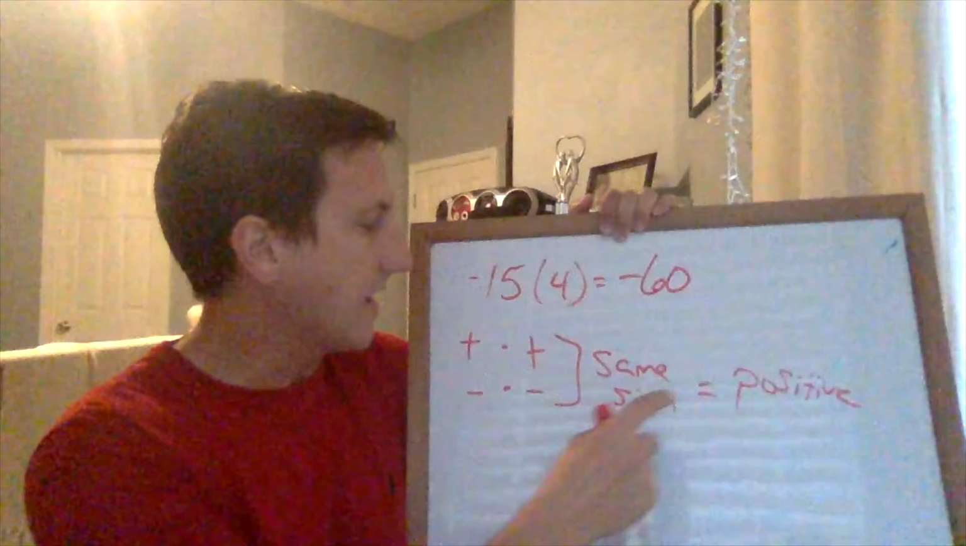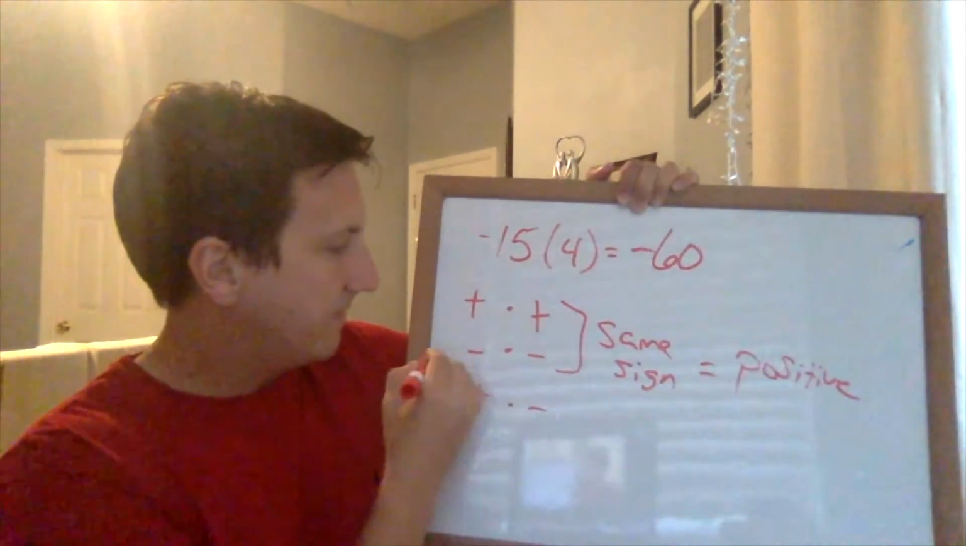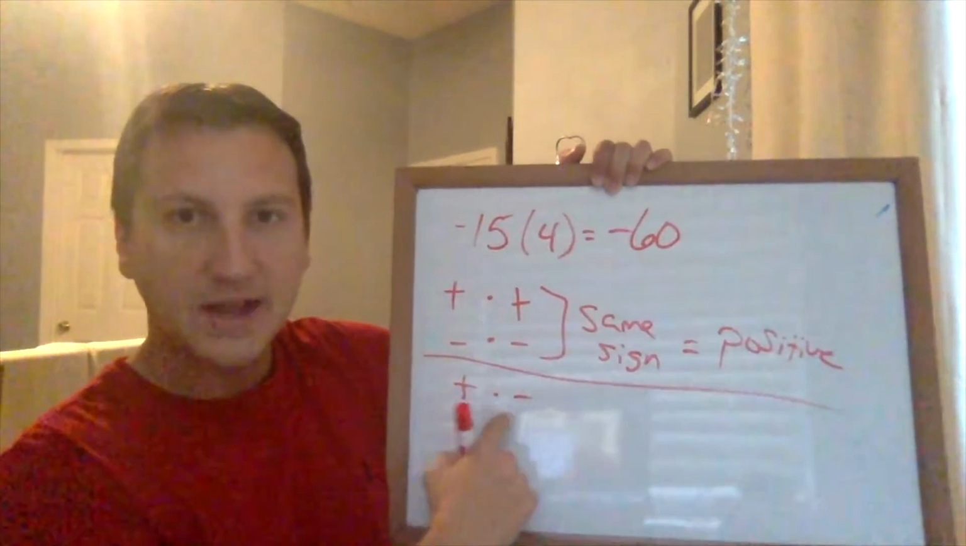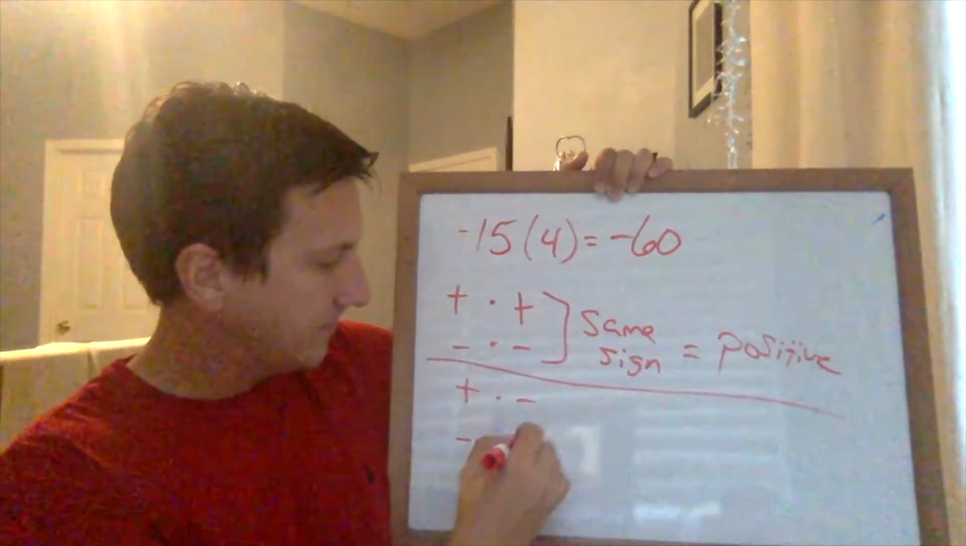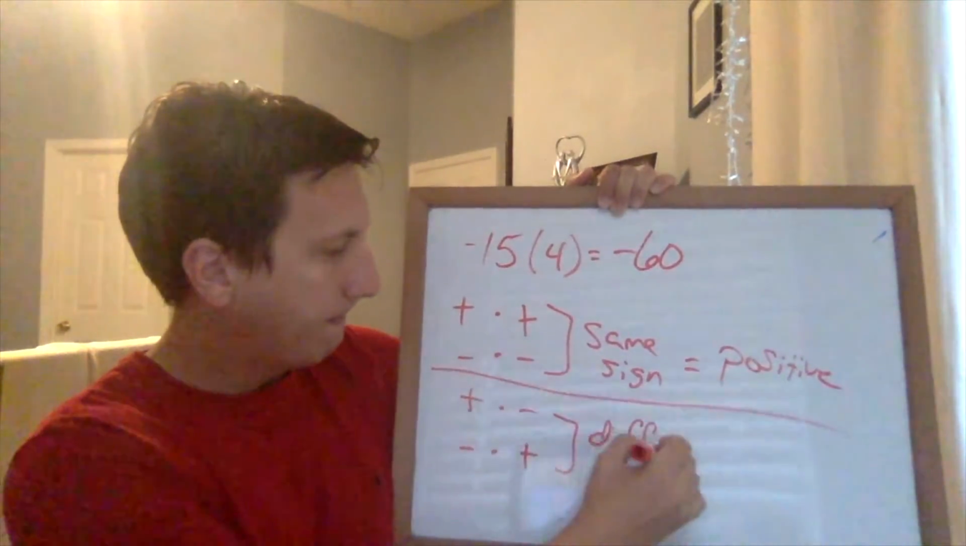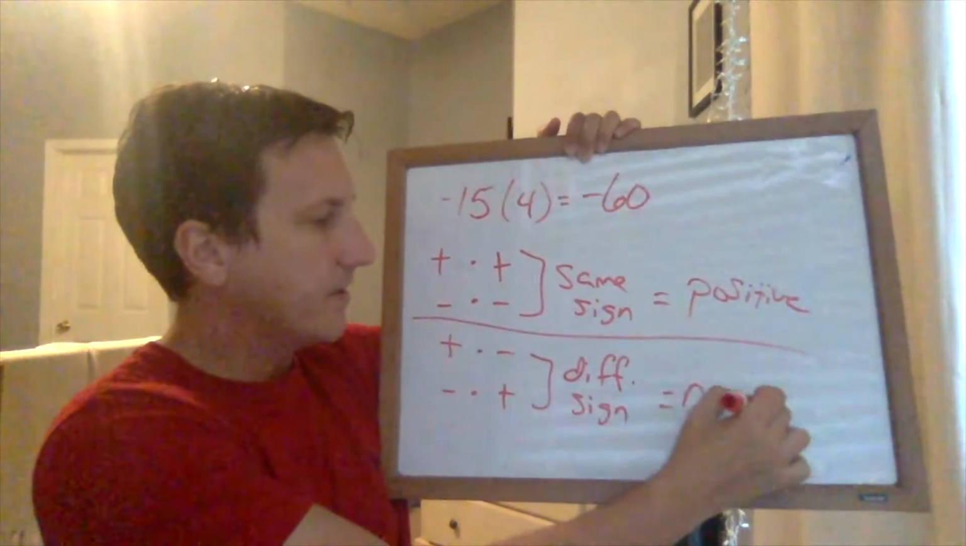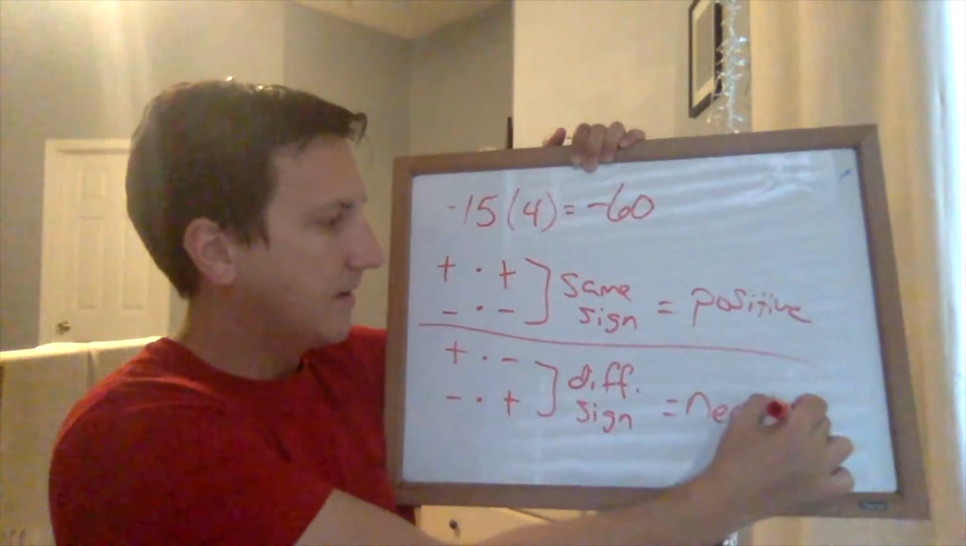A positive answer, okay? If you have different signs, so a positive times a negative, I'll separate this here, a positive times a negative or a negative times a positive, different signs, you are going to get a negative for your answer. I'm not even sure if you can see that.